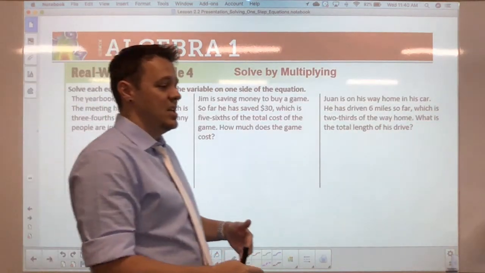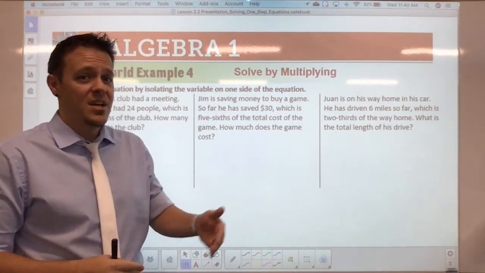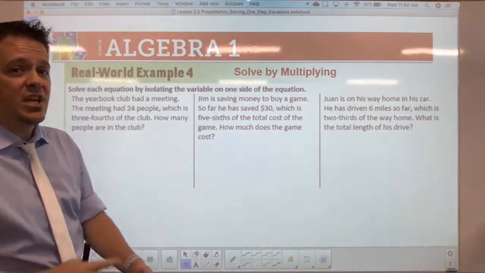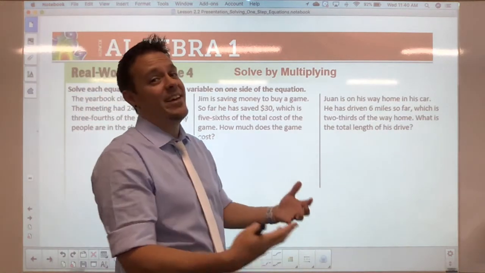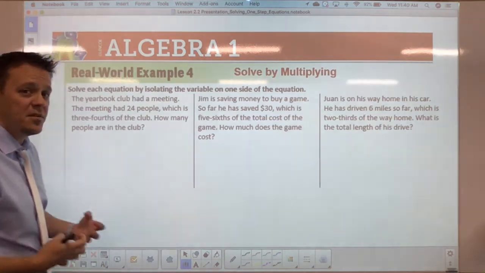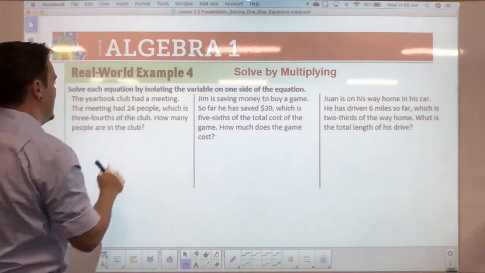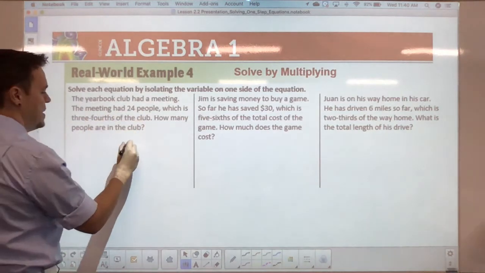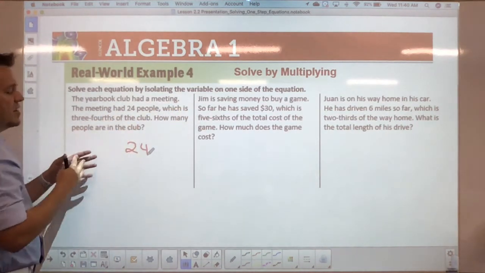Now here's where it's going to get interesting, because we're going to have this on the quiz. I want to make sure you guys can understand a word problem dealing with a fraction, and solve it, which is why I don't want you to be afraid of fractions. Okay, so read through this. All right, the yearbook club had a meeting. The meeting had 24 people, which is 3/4 of the club, okay?